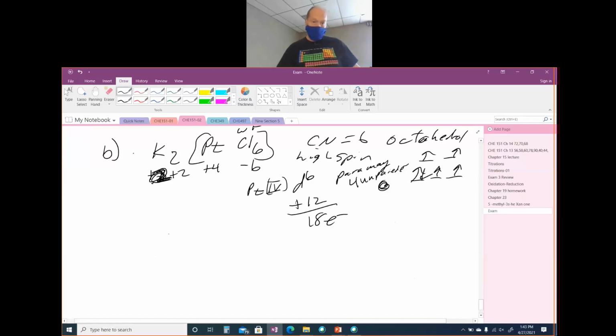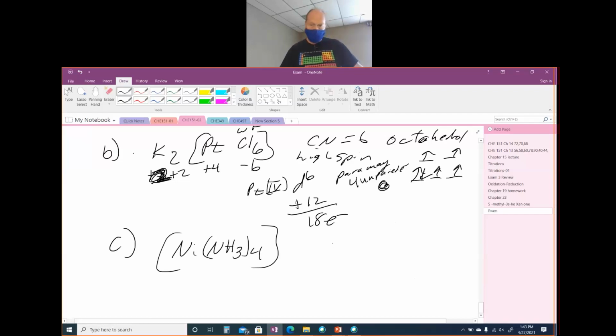compound. All right, part C, tetraamine nickel 2 perchlorate. All right, tetraamine. And then a perchlorate, so you have ClO3 minus is chlorate. Remember, when you add an oxygen, then it is a perchlorate. So ClO4 minus is a perchlorate.